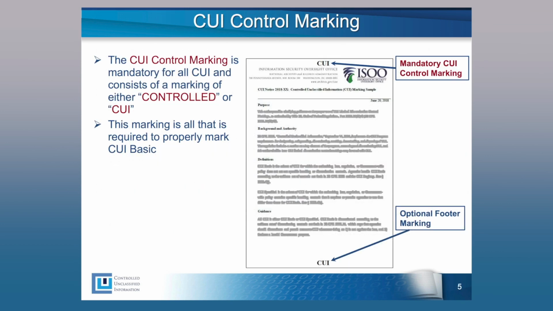The simplest form that a banner marking can take is either the word controlled or CUI appearing in the top portion of a document, which is sufficient if the document only contains CUI Basic. An identical footer marking is optional, but if used, must be identical to the banner marking.